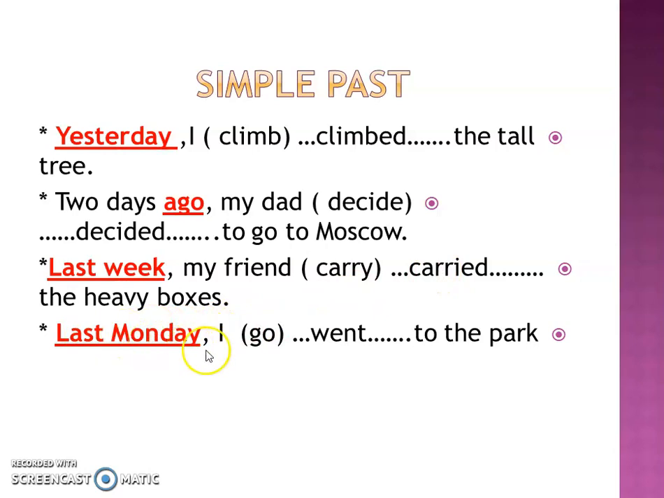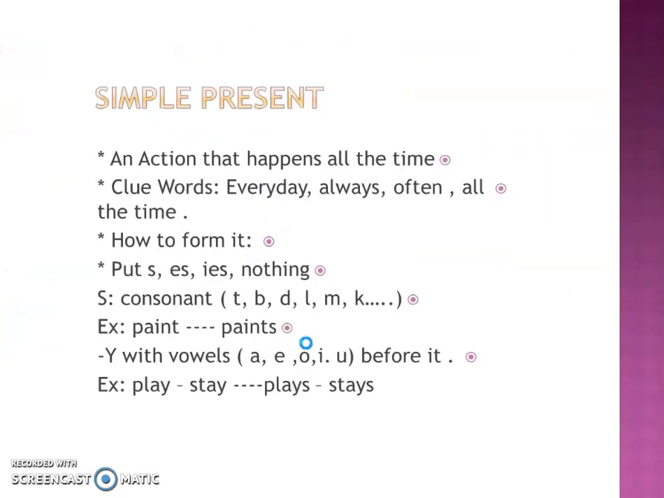Last Monday, I go. Okay, now go in the past is not goed, it is went, so it is irregular. Fine, so go, went; eat, ate; sleep, slept. All of these are irregular past tense verbs.